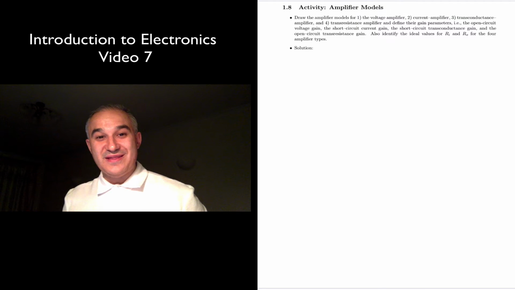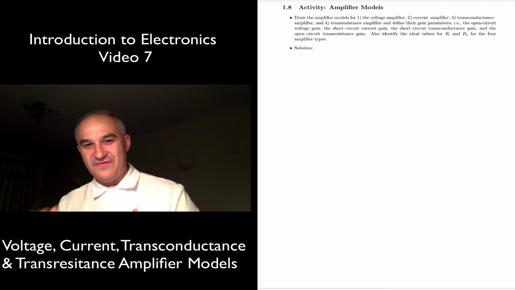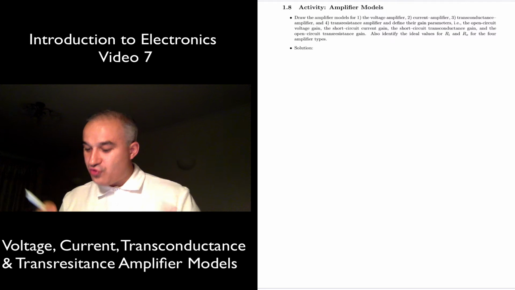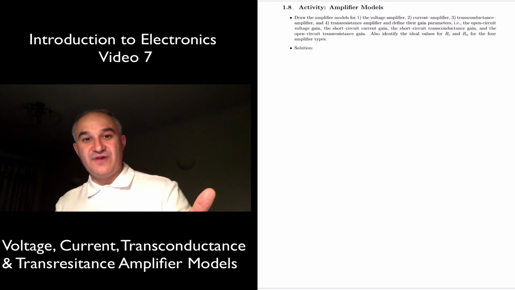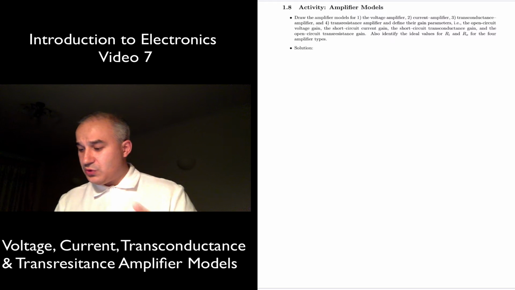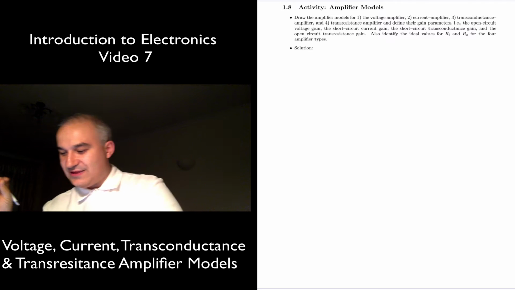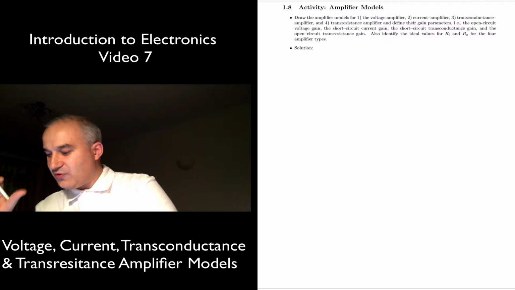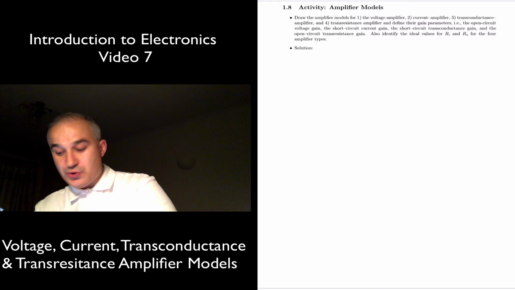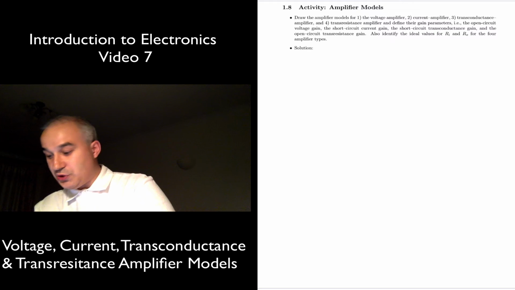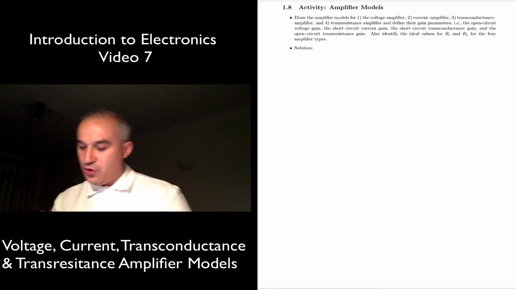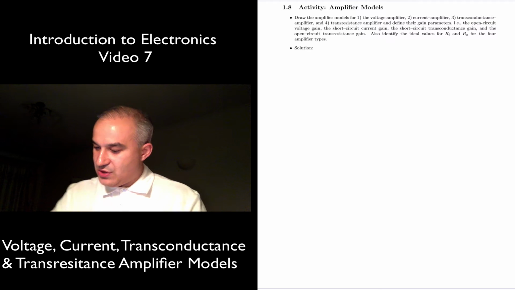Hello, so we are now with activity 1.8, amplifier models, and we are asked to draw the amplifier models for 1, the voltage amplifier that we have already been working with, 2, the current amplifier, 3, the transconductance amplifier, and 4, the transresistance amplifier, and then we have to define their gain parameters, meaning the open circuit voltage gain, the short circuit current gain, the short circuit transconductance gain, and the open circuit transresistance gain. So let's do that.